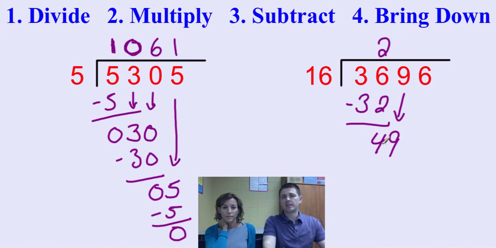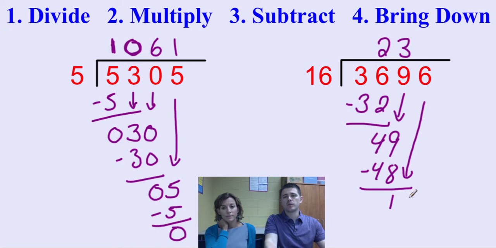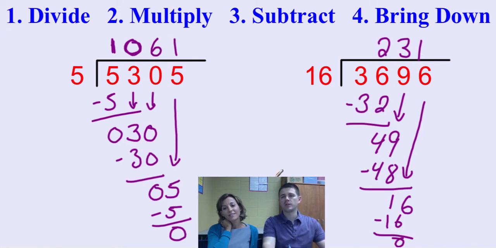Now, how many times does 16 go into 49? It can actually go in 3 times. 3 times 16 is 48. Subtract again, I get 1, and my last step is to bring down the next number. Oh, isn't that nice? And then I repeat. 16 goes into 16 one nice time. Subtract, and I have 0 left over. We brought down all of our numbers, and there's 0 left over, so we are done with the problem.